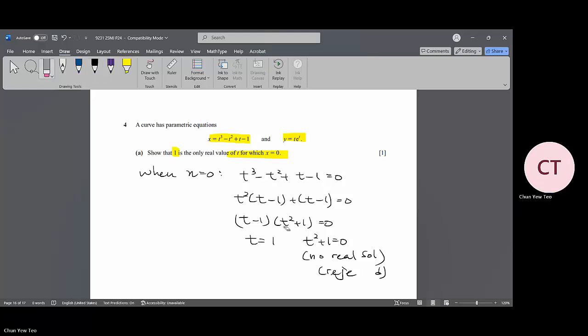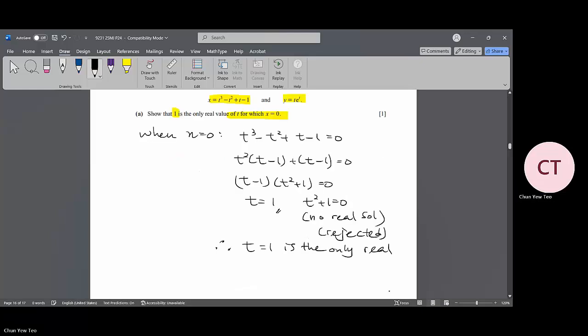Rejected. So therefore, t equal to 1 is the only real value. Real root. Real solutions for x equal to 0, shown. So that is the answer for A.